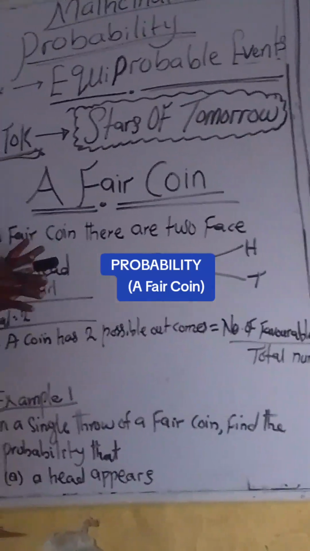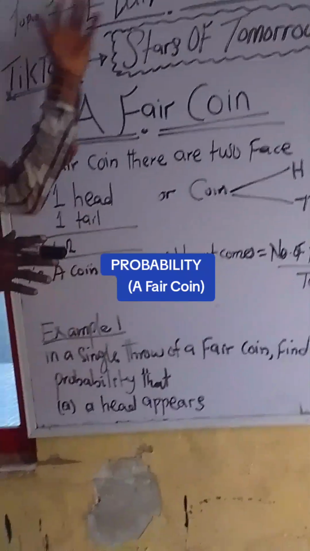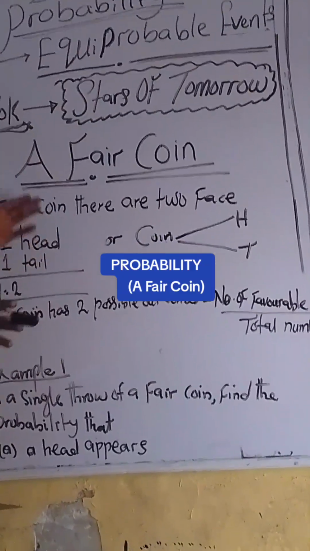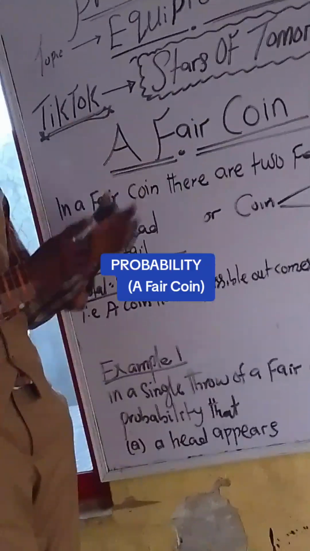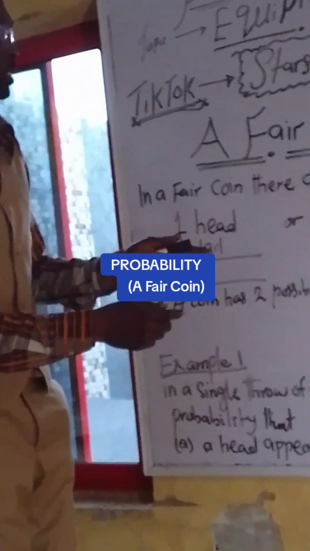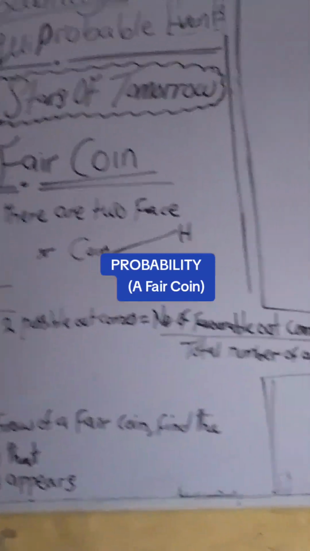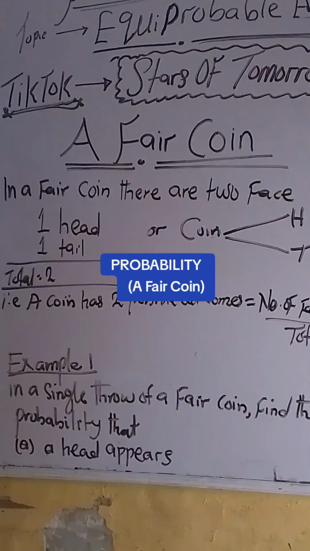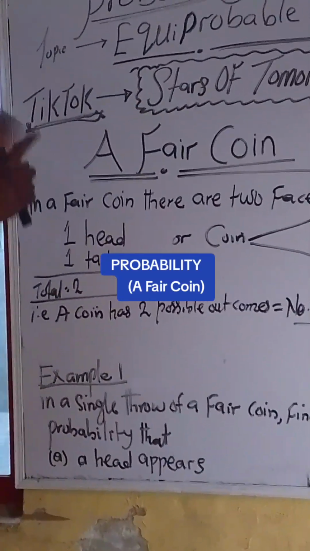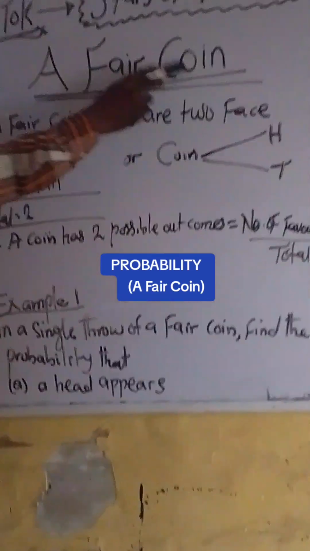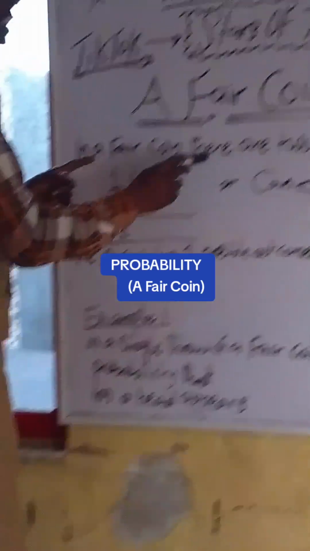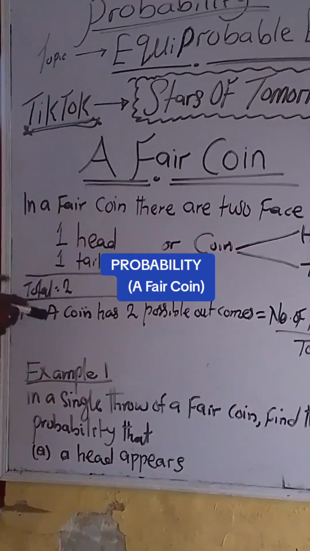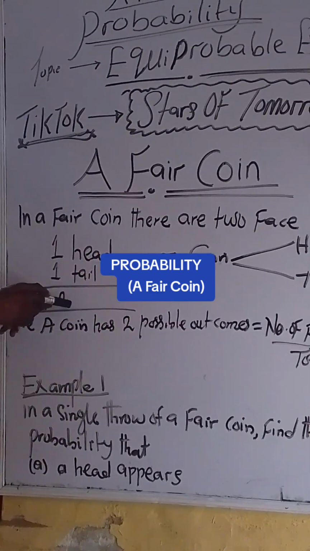Another topic under mathematics, under probability, is equiprobable events: the fair coin. Everybody knows a coin. In the olden days, we all knew a coin. A coin only has head and tail, which is why I say a fair coin. In a fair coin there are two faces, one head and one tail. The total is 2.